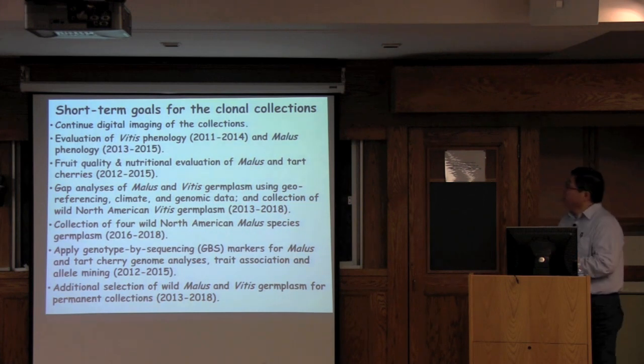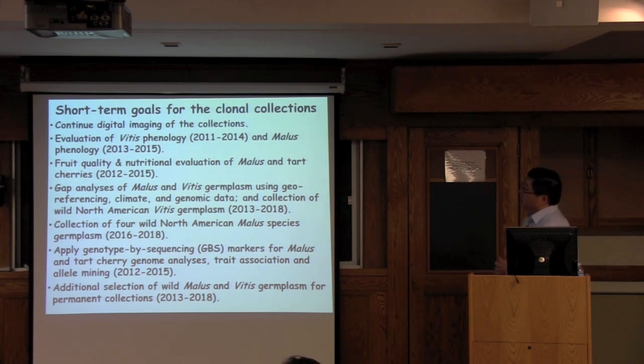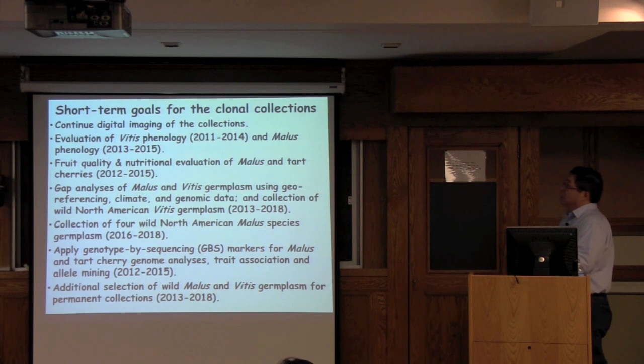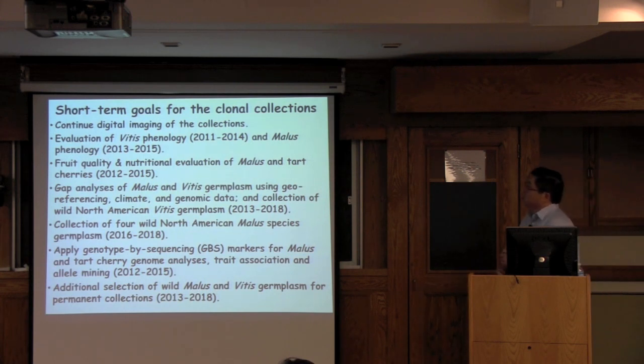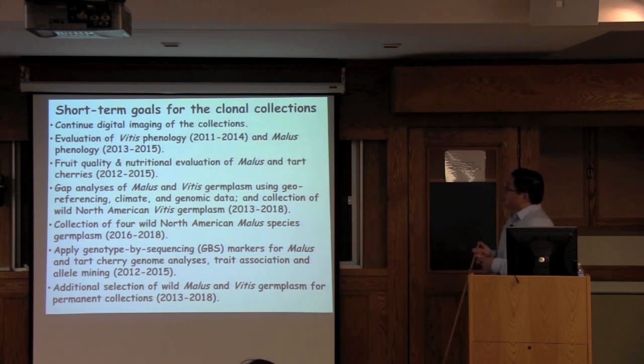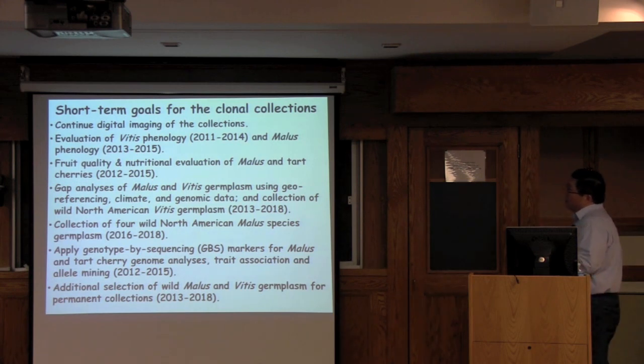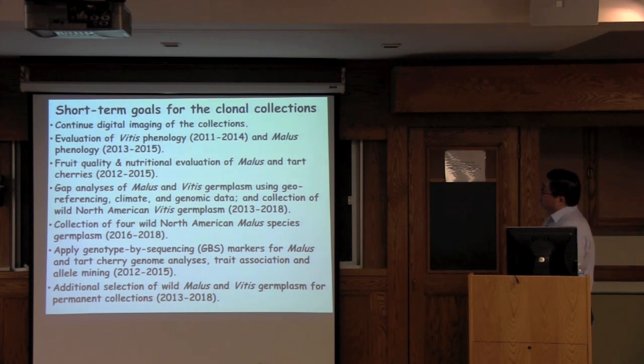Here's a summary, basically the short-term goals we have for the Geneva collection in the next couple of years. First of all, we'd like to continue digital imaging of the collection. We can always take more photos. Also, we are trying to finish the evaluation of Vitis phenology. We already have 2 years of data, and we're going to do that for an additional 2 years. Also, we're going to start the Malus phenology evaluation, hopefully for the next 3 years.